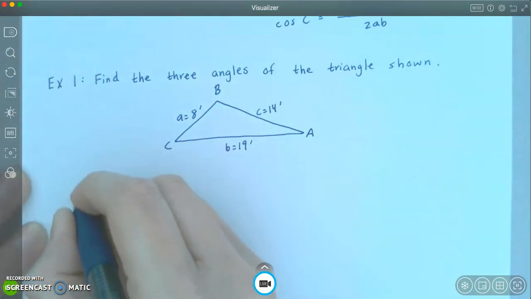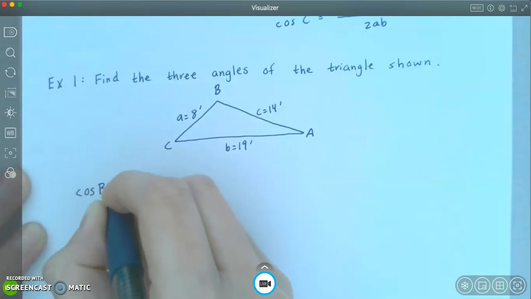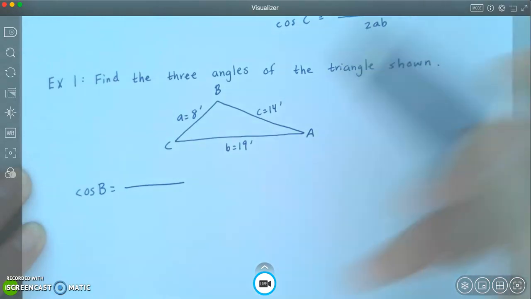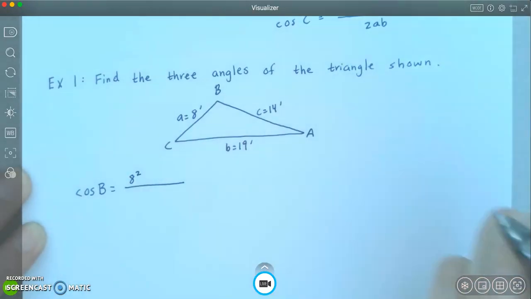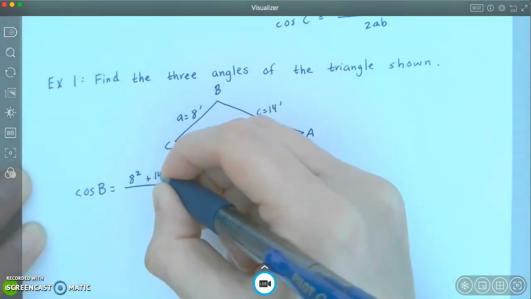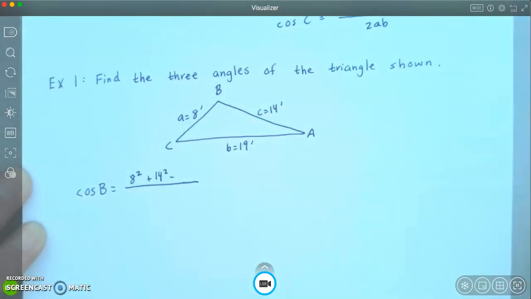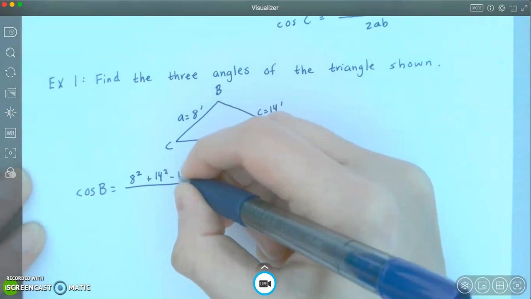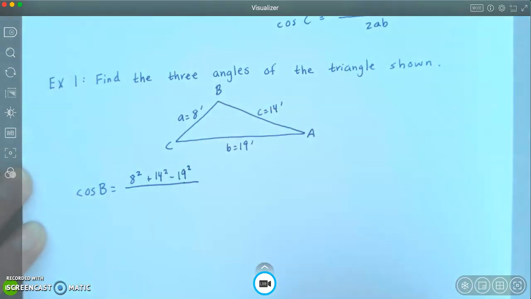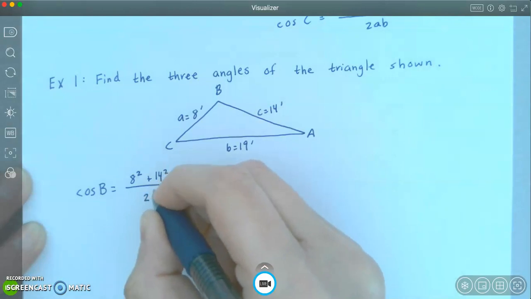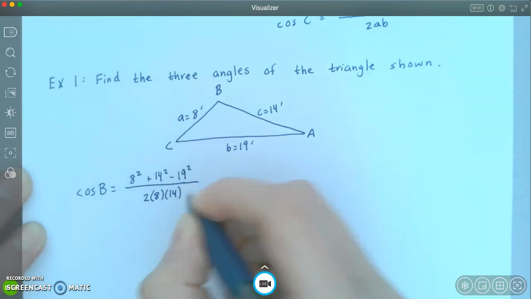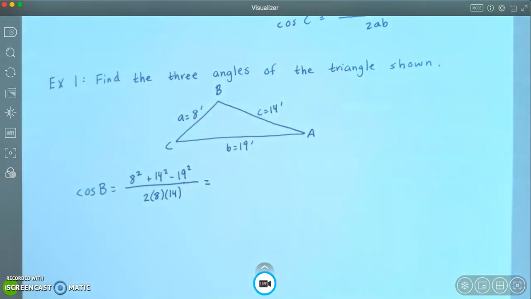So we have the formula cosine of B is equal to, and then we have side A squared plus side C squared. So I have 8 squared, plus 14 squared, minus, I'm going to subtract the corresponding side to the angle that I'm looking for. So that's 19 squared, all over 2 times the adjacent. So 8 times 14. All right, so I'm going to go ahead and plug that into my calculator.